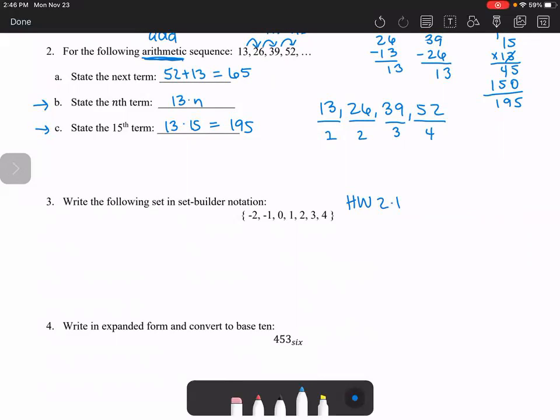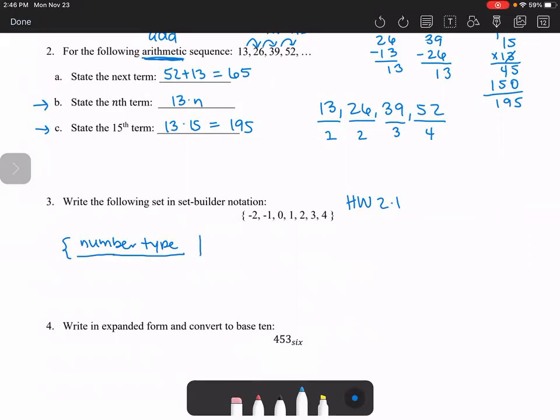So remember that set builder notation looks kind of funny. It's the set bracket, and we have some type of number, right? This is where we specify the number type such that.